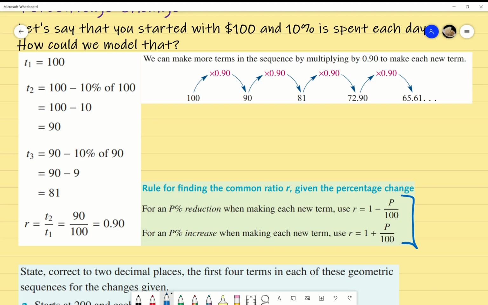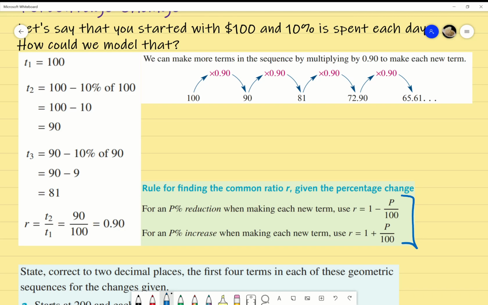For a p percentage reduction, and by the way, reminder, you are more than welcome to write shorthand. You don't have to write each and every single term. For a p percentage reduction, when making each new term, use r equals 1 minus p over 100. So that's this section here. And then, of course, for percentage increase, 1 plus p over 100.